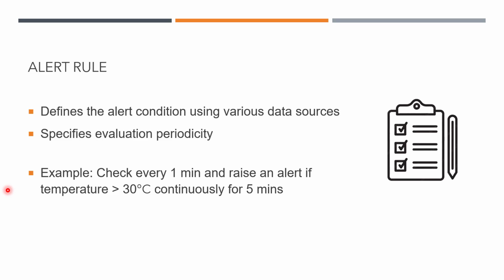In an alerting rule, you define which data source to fetch the data from, what the alerting rule is, what the periodicity of checking the alerts is, and how long the condition should persist to raise an alert. So these are all defined in the alerting rule.